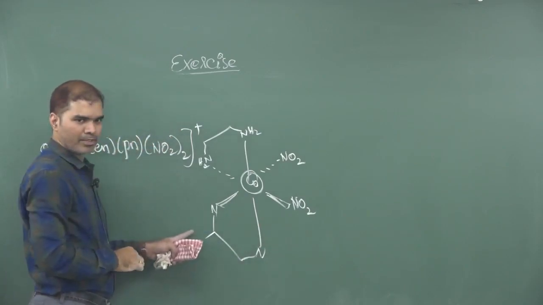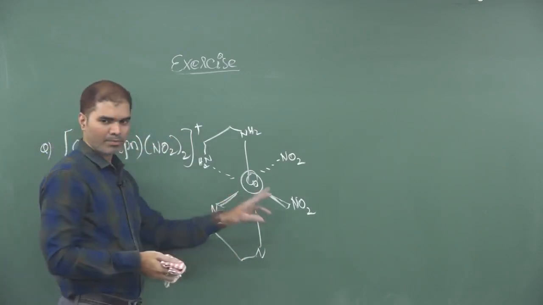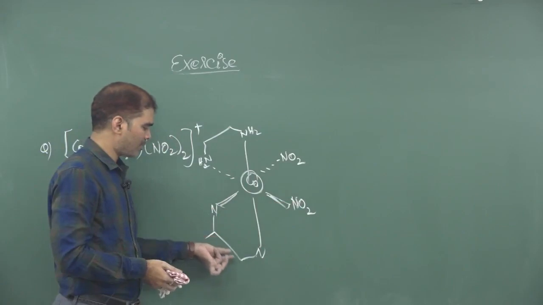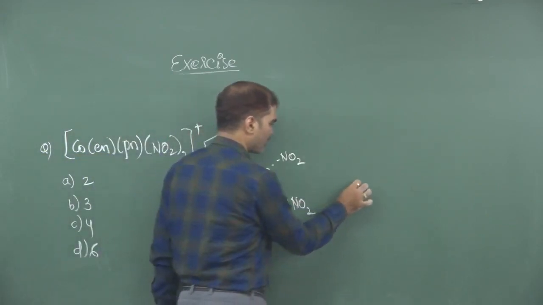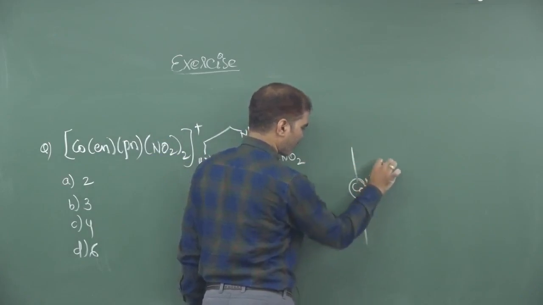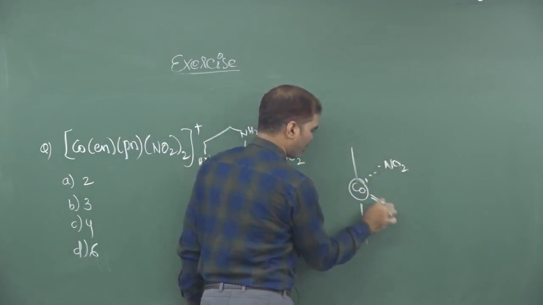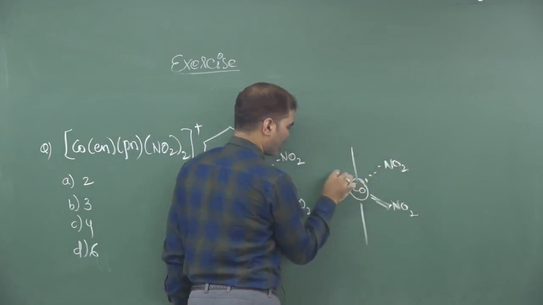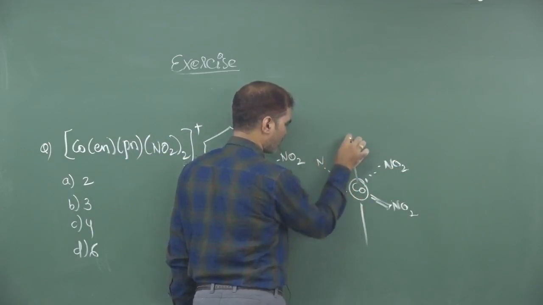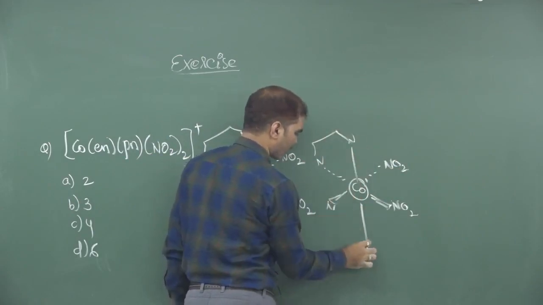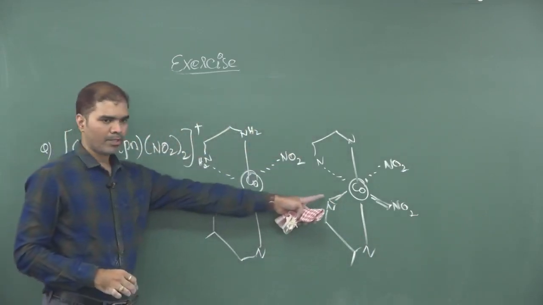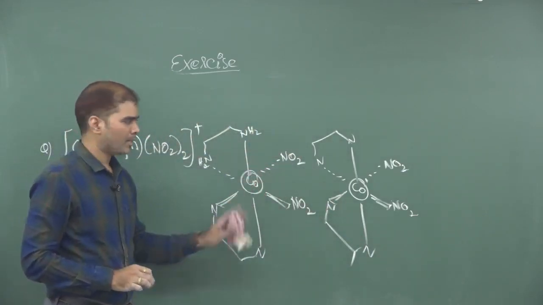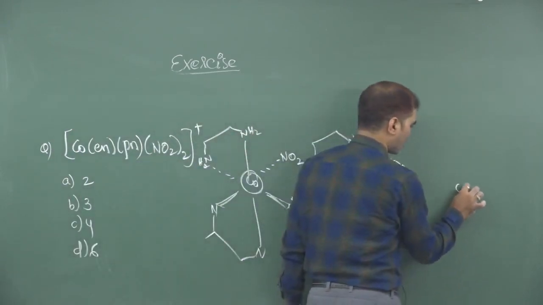This is one isomer. What is the second cis isomer? For that second cis isomer, this will be here. But put it as NO2 only. Linkage isomerism should not be included here. These two are cis geometrical isomers. Along with this, you also have a trans.